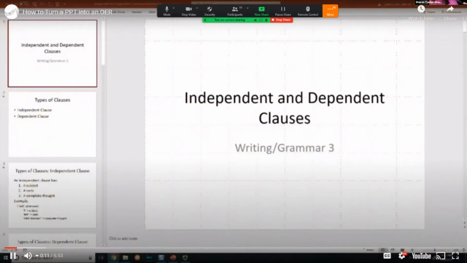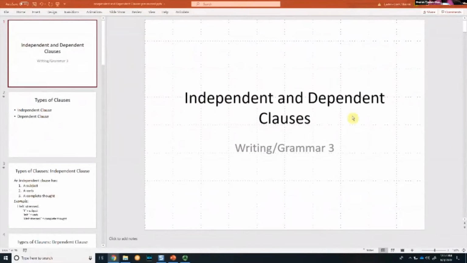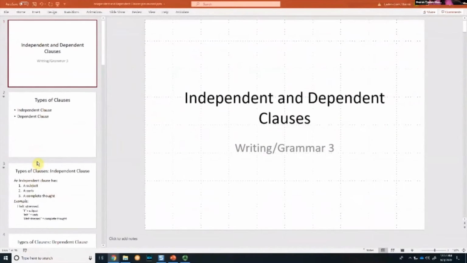Okay, I'm going to show you how to turn a PowerPoint lesson that you've made for a class into an open educational resource that any other teacher can download and modify and use in their class. So the first thing that I'm going to do is open up a PowerPoint presentation that I've already done, and I'm going to review it to make it appropriate for other teachers to use.